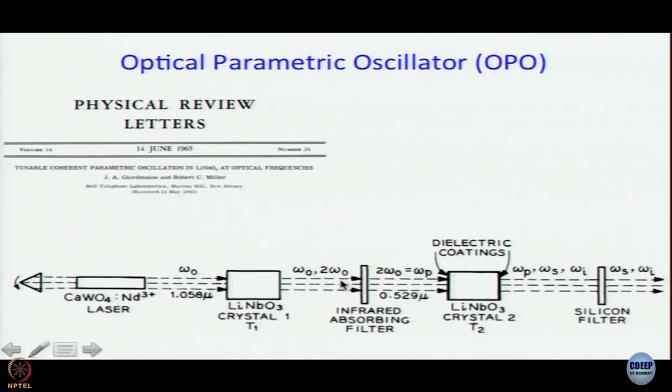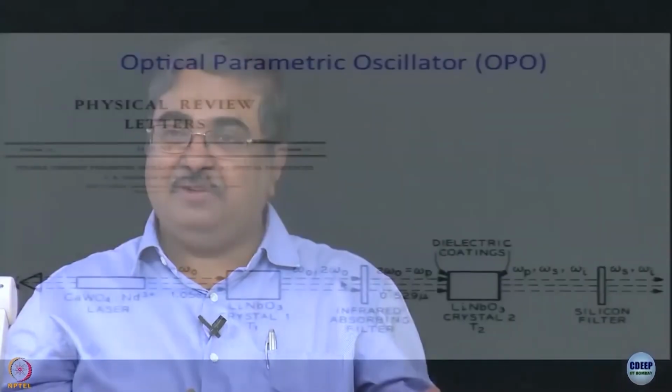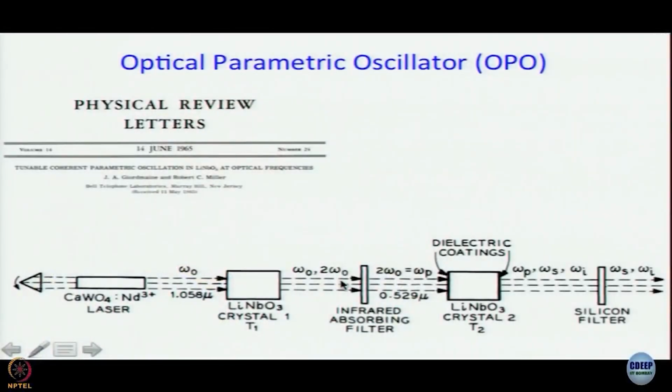Which one is omega p, which one is omega s? How have we defined it? What is the highest frequency? Highest frequency is the pump. So, this 2 omega 0 is equal to omega p, that is your pump, and omega 0 is the signal. Of course, in this case the idler will also have frequency omega 0, if you are going to use it like that.